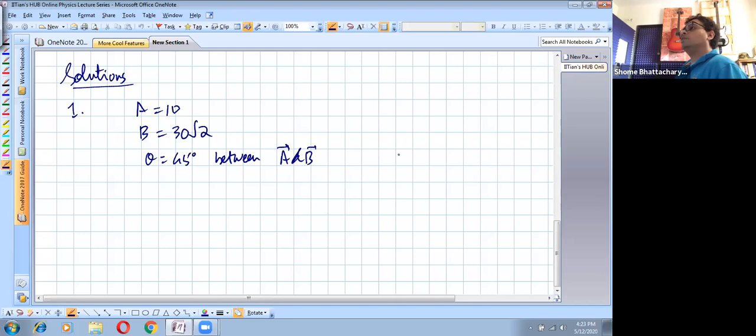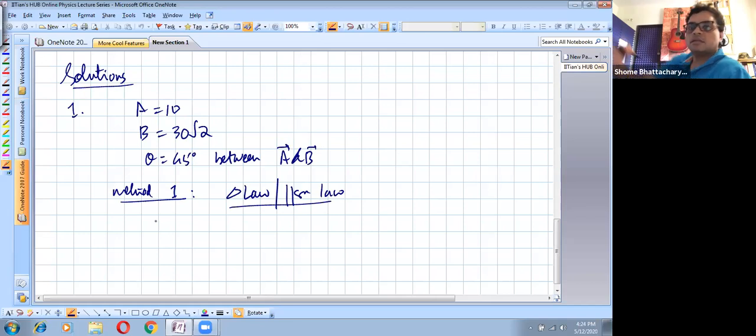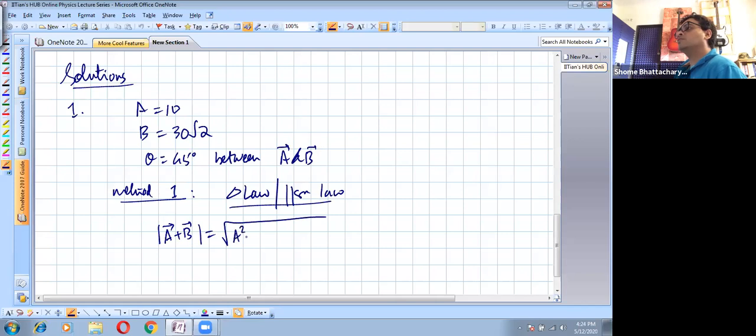This was given, and we wanted to find the magnitude. So the first method was the triangle law, or that is the same thing as parallelogram law method, because both of them have the same formula. Yes, I'll show the third question, man, just a moment. So mod of A plus B is just root of A squared plus B squared plus 2AB cos theta.